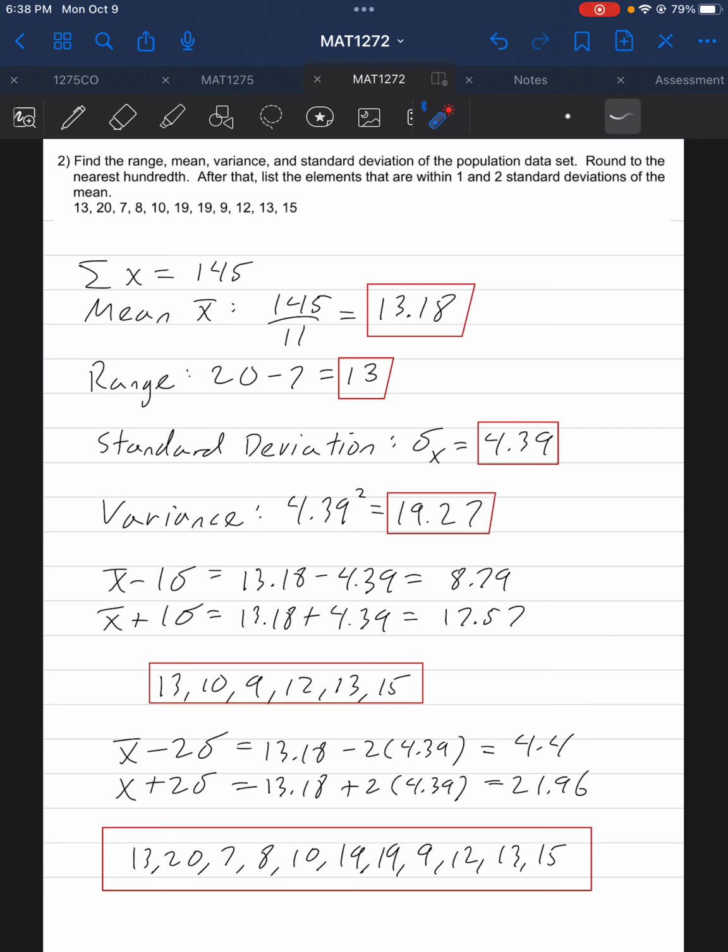Next up is the mean. In order to calculate the mean by hand, you can add up all of these numbers. There's 11 of them. You get 145, divide by that 11, and you'll get an average of 13.18.